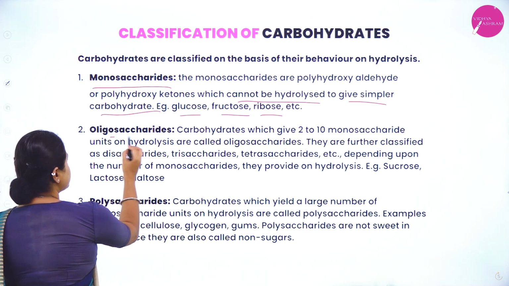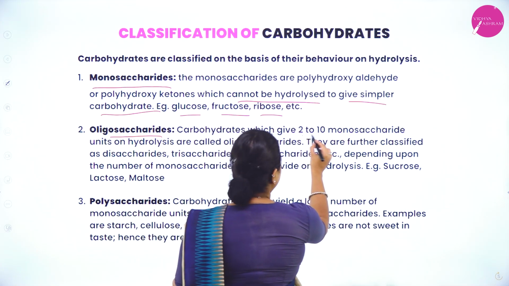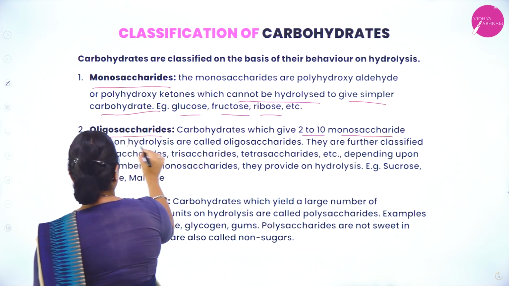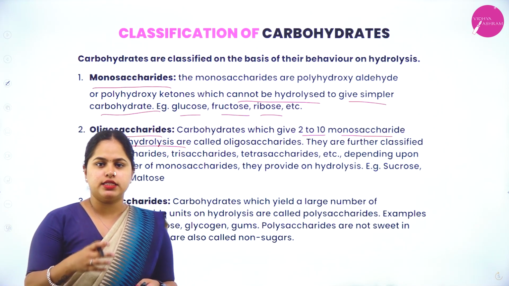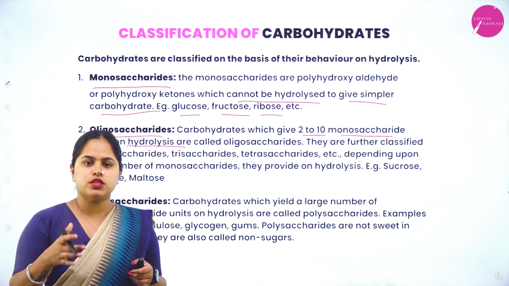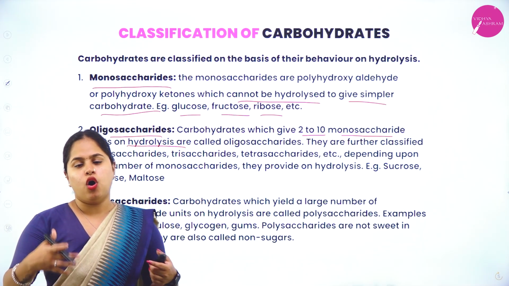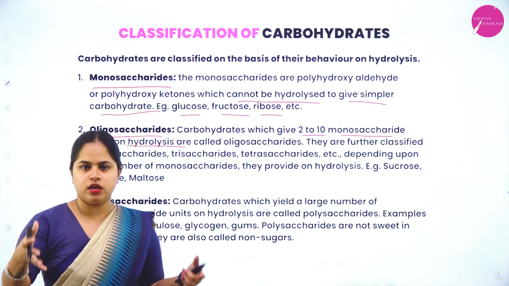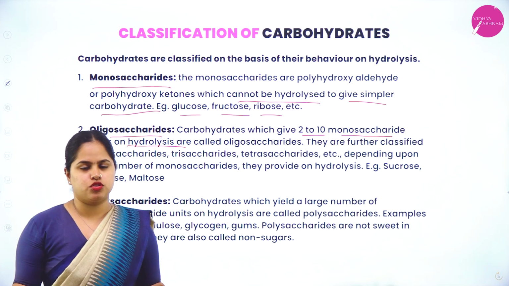Moving on to the next one, that is oligosaccharides. A carbohydrate which gives 2 to 10 monosaccharide units on hydrolysis is called an oligosaccharide. So oligosaccharides have 2 to 10 monosaccharide units. When an oligosaccharide undergoes hydrolysis, it will split into 2 or more than 2. It can give either 2 monosaccharides, or up to 10 monosaccharide units.